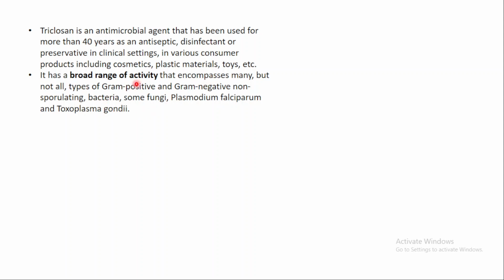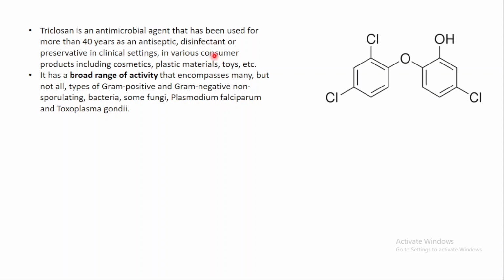Many important types are left out, such as some types of gram-positive and gram-negative bacteria, some fungi, Plasmodium falciparum, which causes malaria, and Toxoplasma gondii. Toxoplasma gondii is also a dreadful pathogen. Triclosan has not been able to neutralize all these pathogens, but it has in general a broad range of activity where it can be used as an antimicrobial agent for various consumer products and hospital settings.